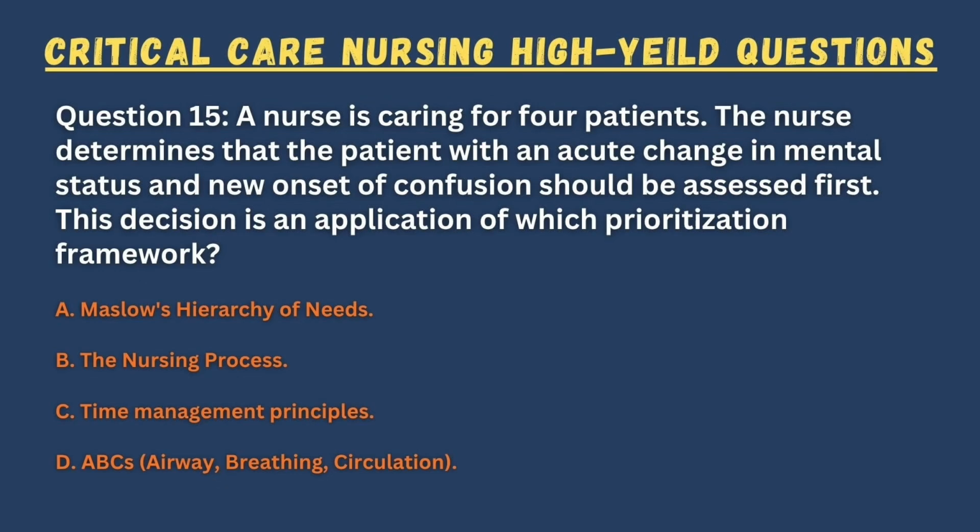Question 15. A nurse is caring for 4 patients. The nurse determines that the patient with an acute change in mental status and new onset of confusion should be assessed first. This decision is an application of which prioritization framework? A. Maslow's hierarchy of needs. B. The nursing process. C. Time management principles. D. ABCs, airway, breathing, circulation.